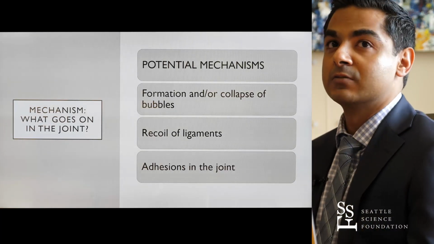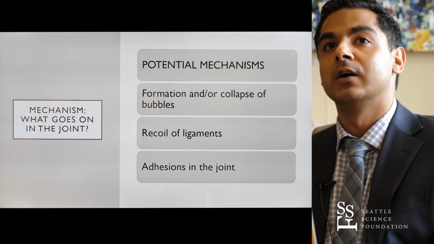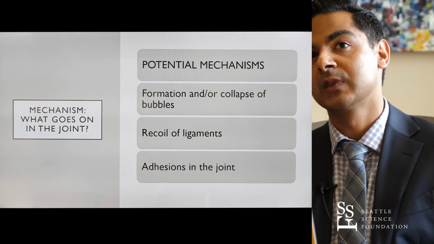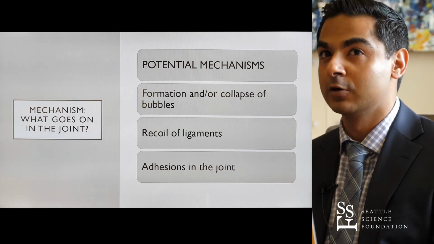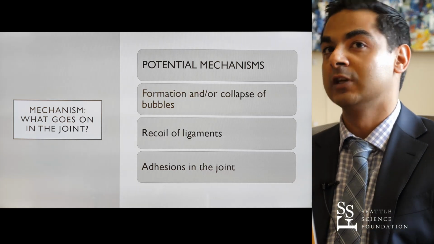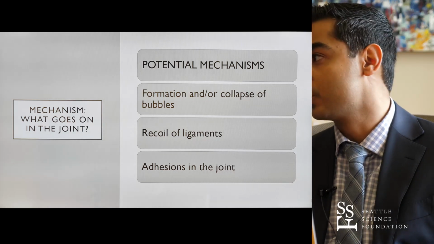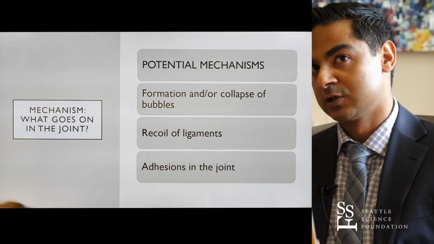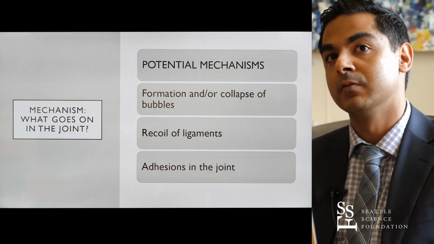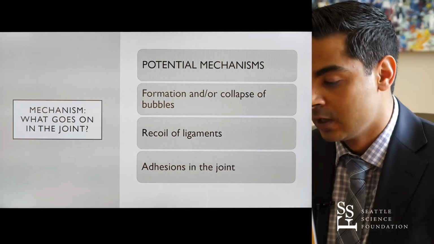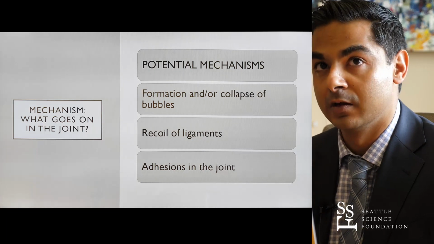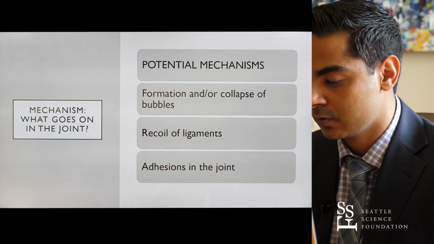For the potential mechanisms, there are a few theories out there. The first one is the formation or collapse of bubbles in the joints, which is the most common theory. We have a lot of studies that support this theory. The second one is recoil of ligaments. Basically when you pull your joints, your ligaments recoil, and that's what's producing the sound. The third one is adhesions inside the joint, which break, and that's what's causing the sound. But I'll just be talking about the first one. We will be looking at 4 studies that show that this theory is probably the right one.